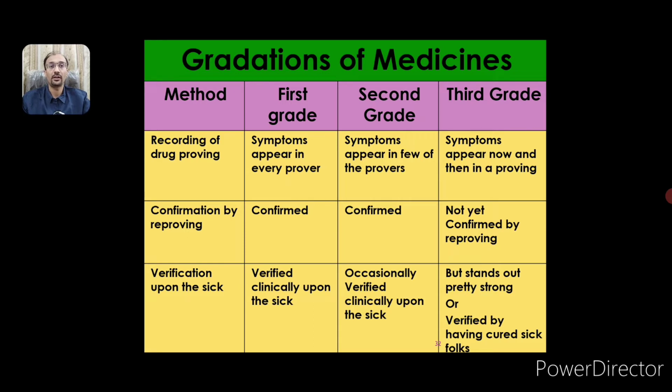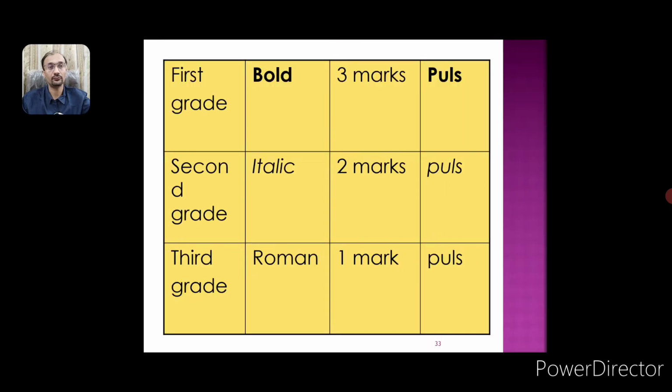The first grade medicines are those where the symptoms appear in every prover, are confirmed by reproving and verified clinically upon the sick. The second grade medicines are those where symptoms appear in very few provers, are confirmed with reproving and occasionally verified upon the sick. Third grade: symptoms appear now and then in a proving, not yet reproved, but they are very strongly verified or acted on in a sick person.